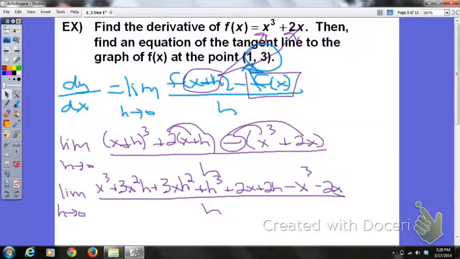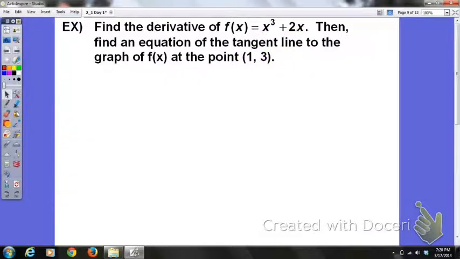So let's see what we can cancel out. We have a positive x cubed, negative x cubed, positive 2x, negative 2x. Doesn't appear as though there's anything else we can cancel, but it is good because all of the terms we have left in our numerator do include an h, which means I'm going to be able to factor an h out of the numerator and cancel it with our denominator. So I'm out of room, so to erase and start fresh.